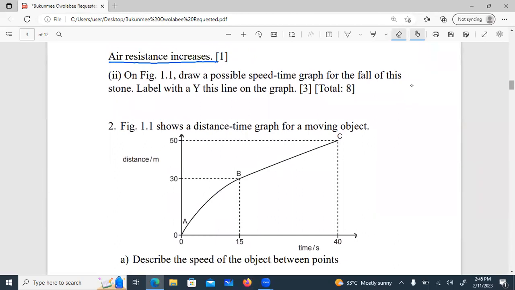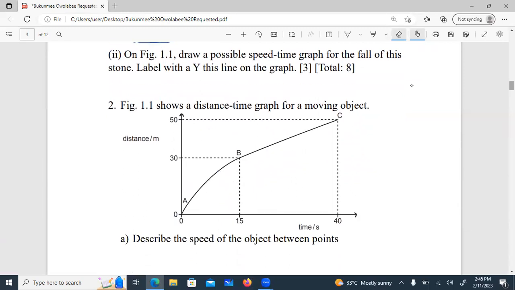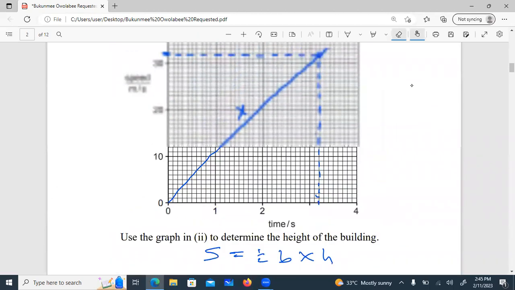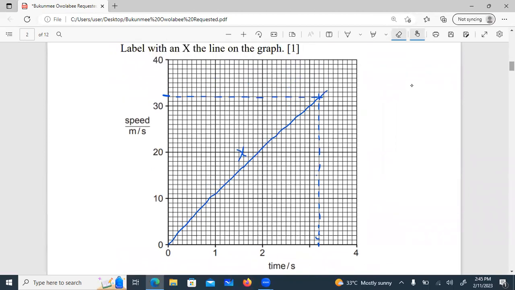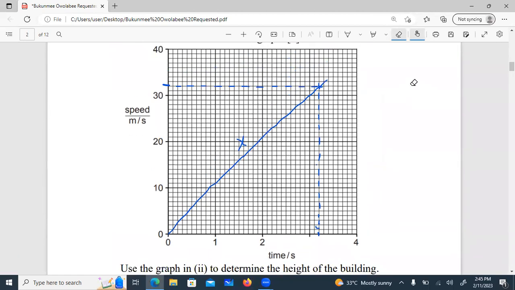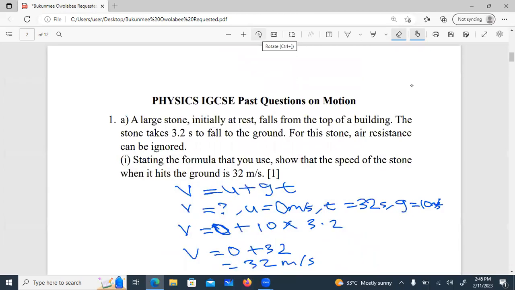On figure 1.1, draw a possible speed time graph for the fall of this stone. Label this line on the graph with a Y. So a smaller stone that is influenced by drag, what happens? The stone will not accelerate at a uniform rate, unlike this one. You can see that the acceleration here is uniform acceleration, right? So in the case of that stone, there won't be uniform acceleration. The stone will be affected by drag.